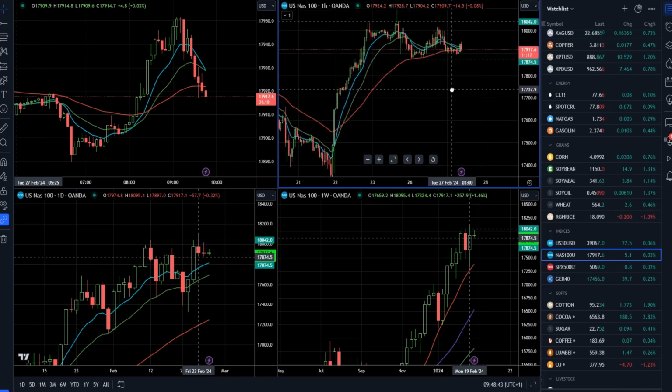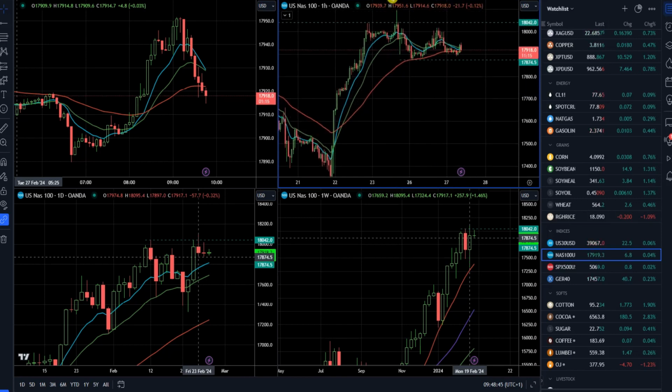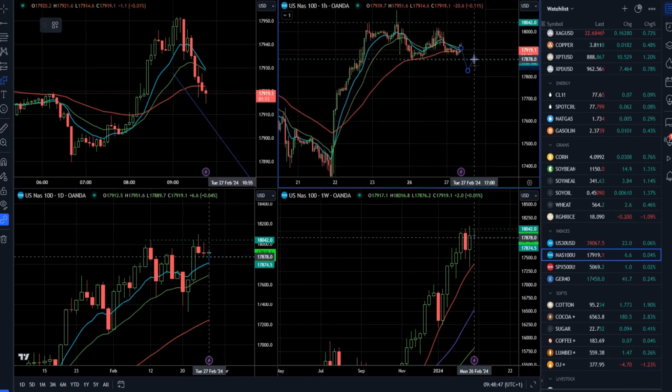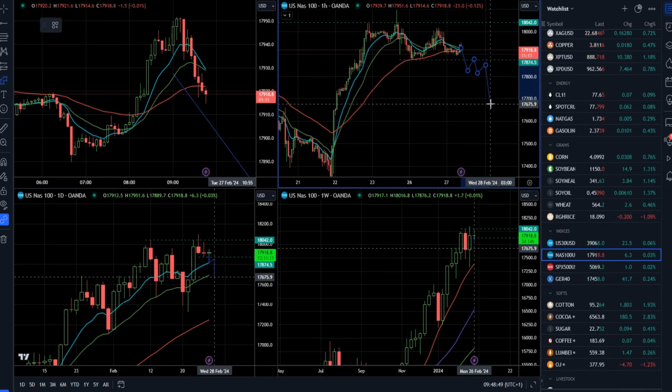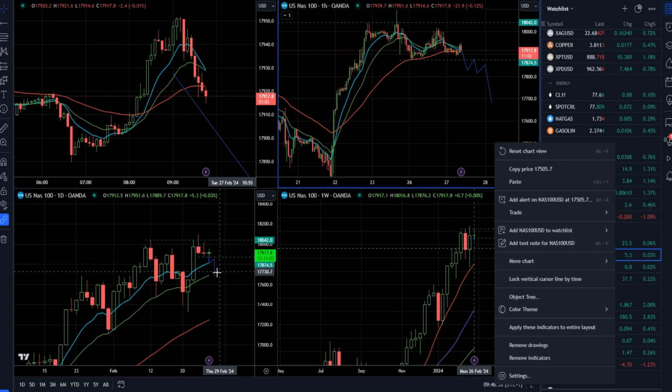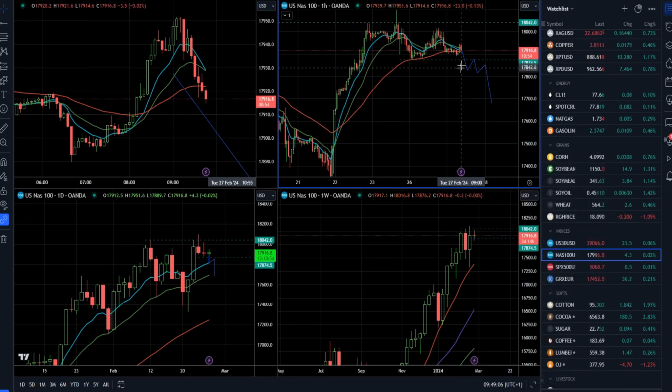17,874. There is a chance if we can see the breakout of that level and some follow through to the downside for the market to go towards the 17,700 mark, or all the way down towards the rising 20 exponential at 17,700 mark. So 17,700 mark might be in play if we can see the breakdown of this level and hold below.